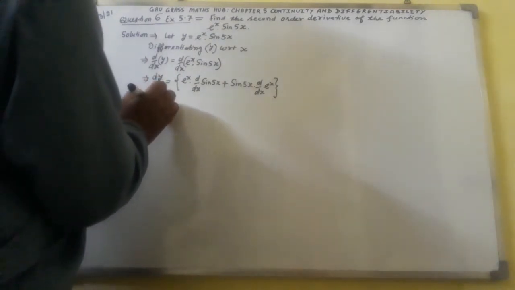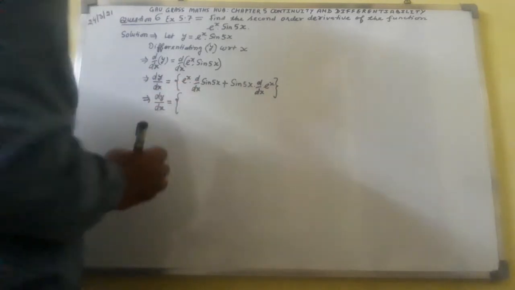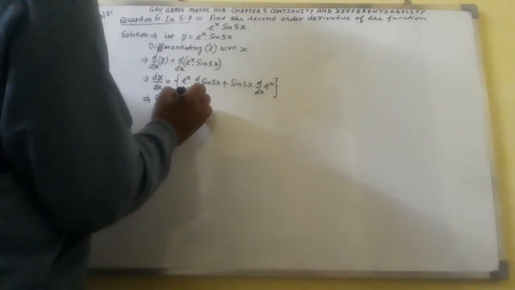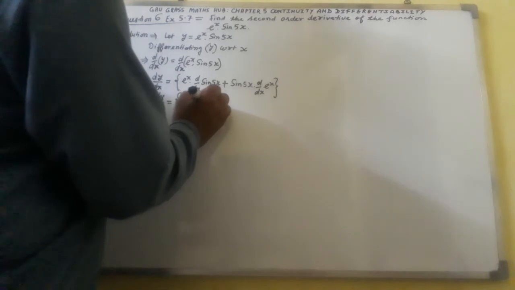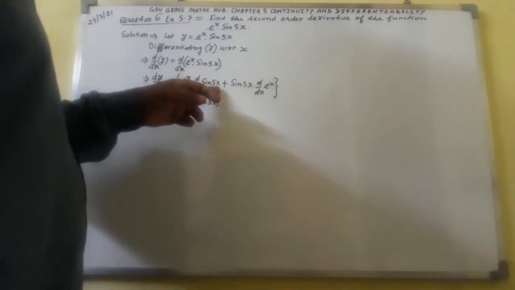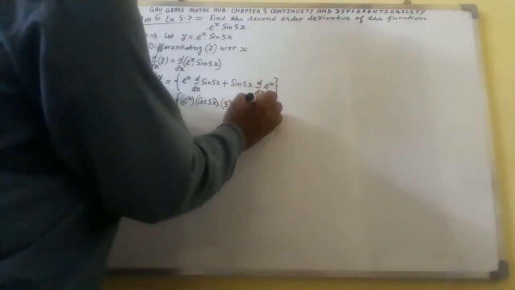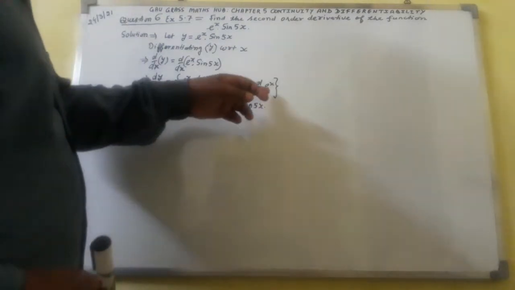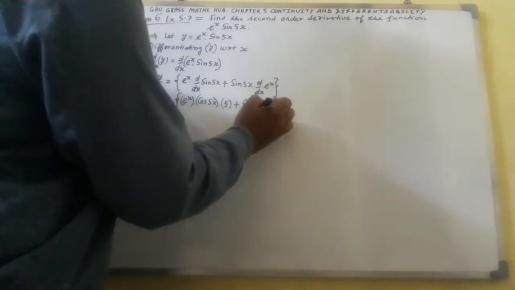So here again I shall write, implies that dy over dx is equal to first function e raised to power x remains the same as it is, d over dx of sin 5x I shall get cos 5x, which will be written in bracket, dot, now d over dx of 5x comes out to be 5, plus sin 5x dot d over dx of e raised to the power x, which comes out to be e raised to power x, curly bracket close.